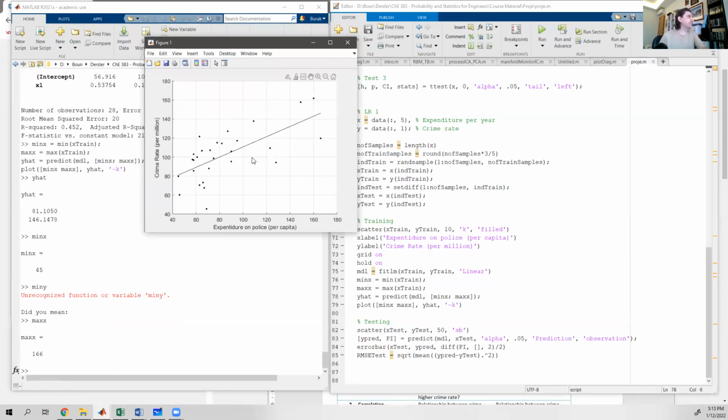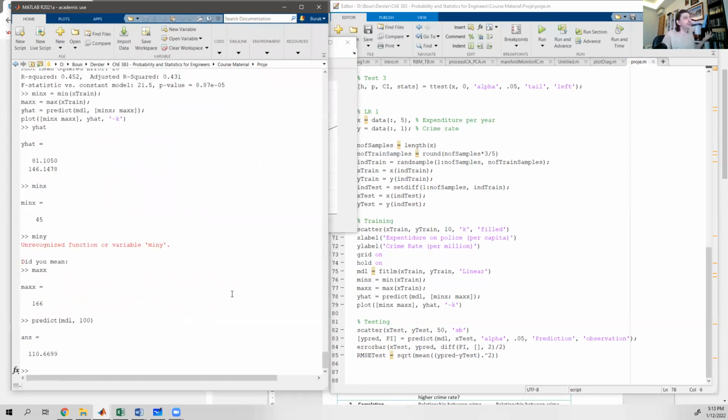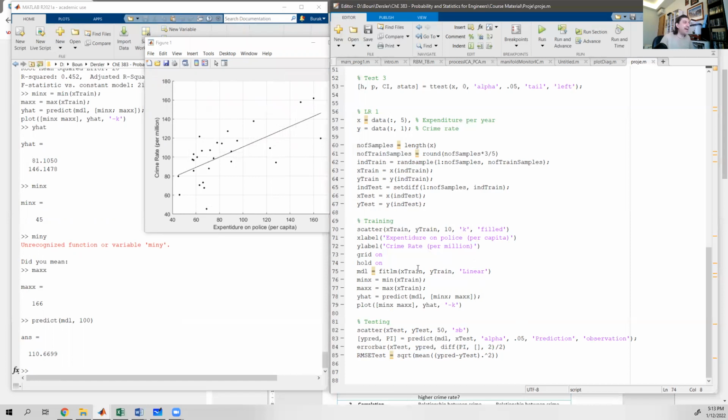And you can, of course, do this and see. For instance, when we have 100, it's about 110.6, something like this. Of course, you can directly find it using predict. Right, 100, 110 point something. Now, this is for only fitting the data. Now comes the testing part.